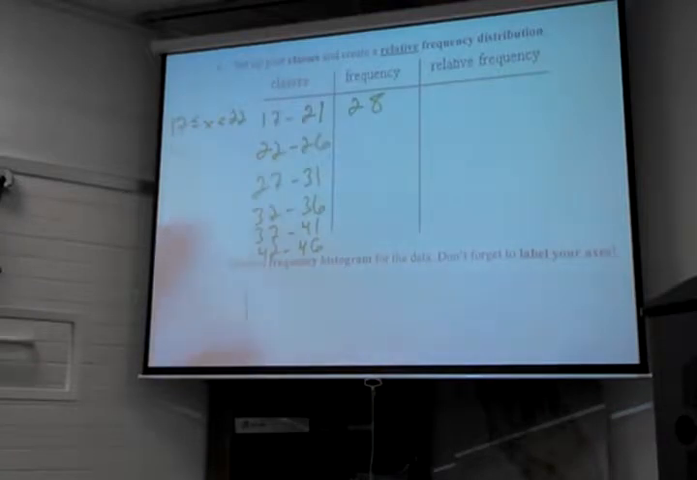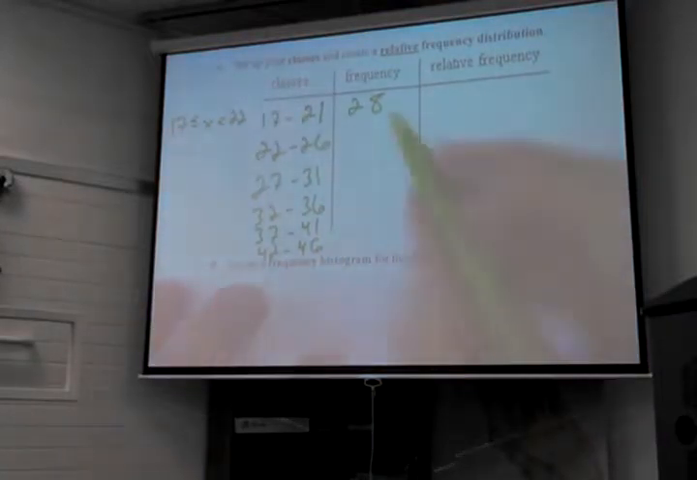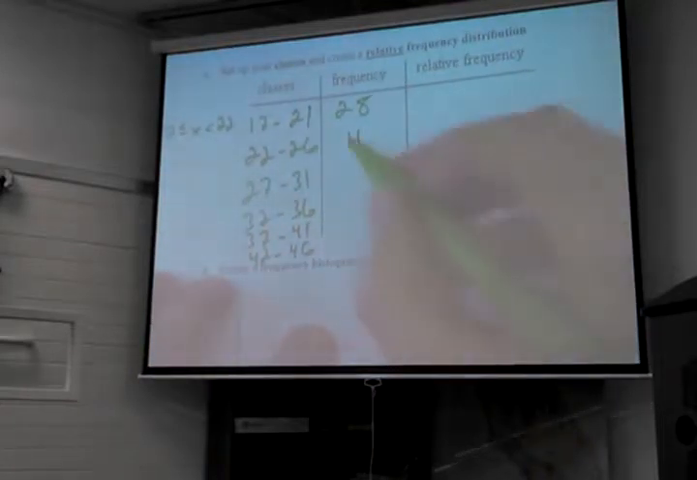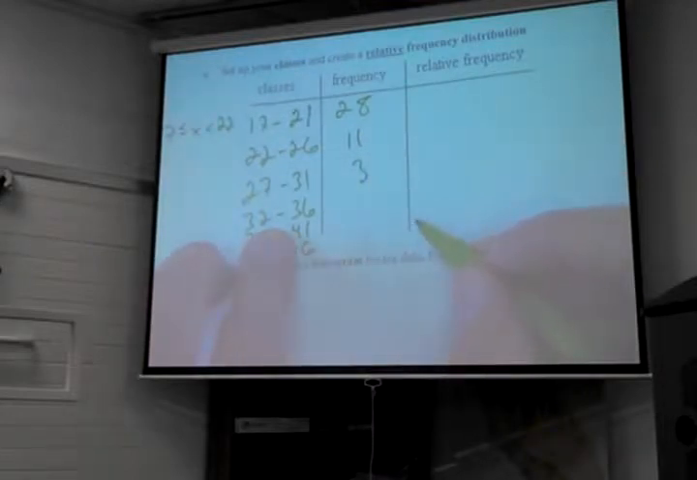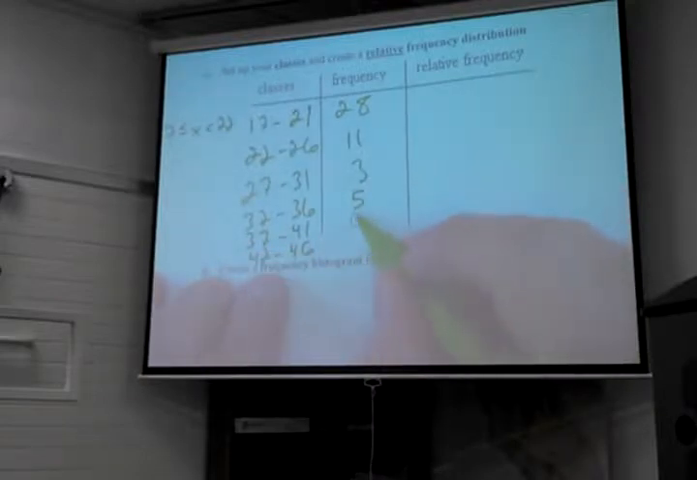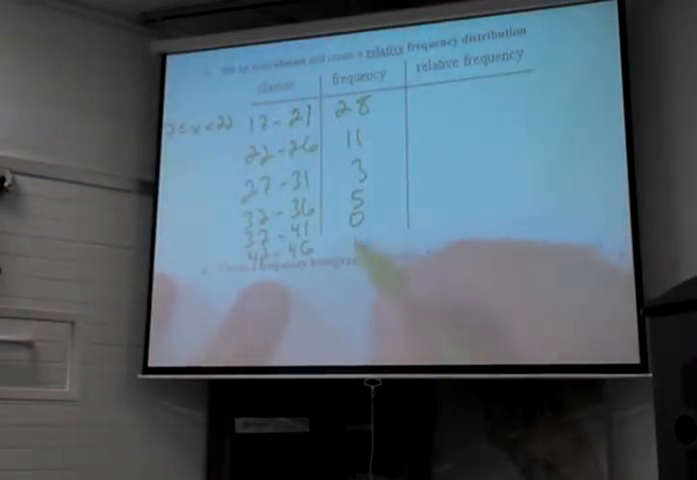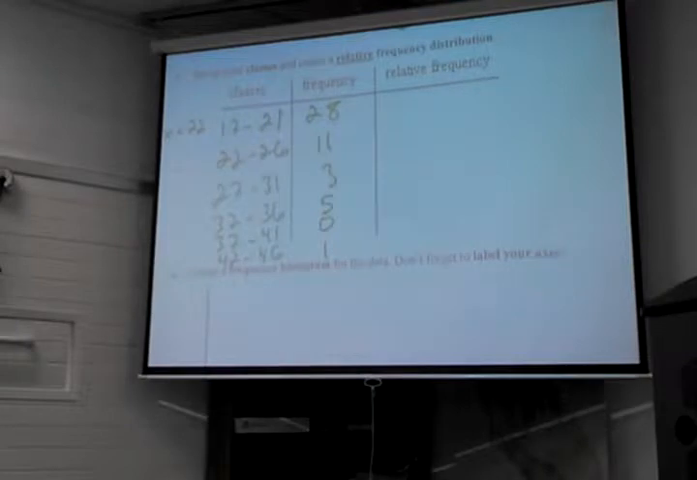In the next class, how many do you count? 11. Yeah, they were 11. Sounds about right. 27 to 31: 3. 32 to 36: 5. 37 to 41, did that ever freak everybody out? 0. I could have several classes that have nobody. If I did heights of my kindergartners and heights of the teachers, there would be a large gap in the middle with nobody, right? You don't expect a lot of kindergartners to be up here and a lot of your teachers to be down there. All right, and then the last class had what? All right. And then how do you make relative frequency?